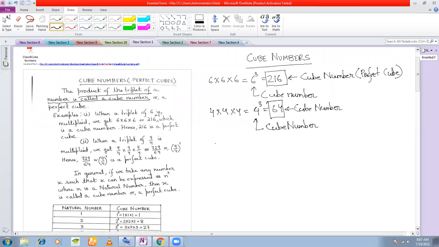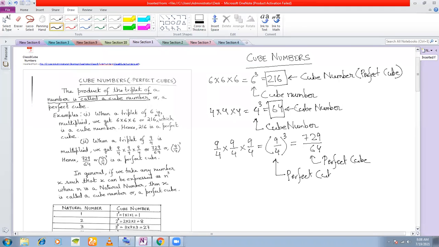Similarly, you can have a fraction also. You can have say 9 by 4. So 9 by 4 and 9 by 4 and 9 by 4 equal to 9 by 4 cube equal to 729 by 64. This number is also a perfect cube or a cube number. This is also a perfect cube.